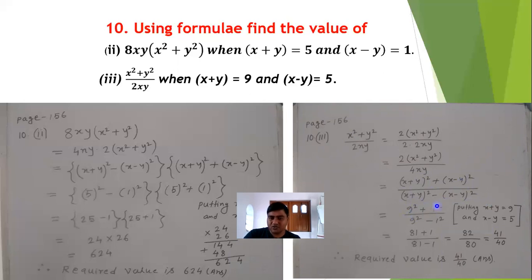9 square plus 1 square, 9 square minus 1 square. 9 square is 81, 1 square is 1, so 81 plus 1 and 81 minus 1. This equals 82 by 80, which simplifies to the fraction 41 by 40. Therefore, the required value is 41 by 40.